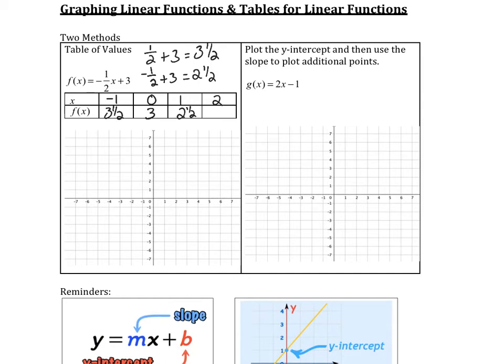And then if I plug in 2 into the equation, -1/2 times 2 is -1, plus 3 is 2. So my answer there would be 2, 2. And then you're just going to plot those points. So you've got -1 and 3.5 about here, and 0, 3 about here.